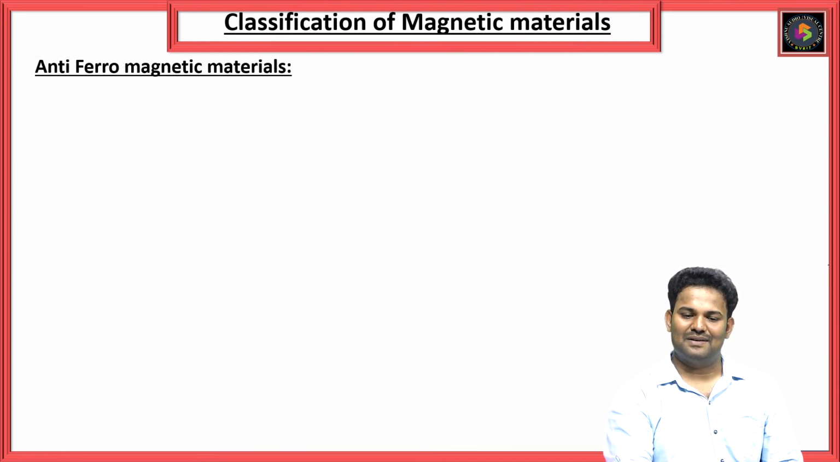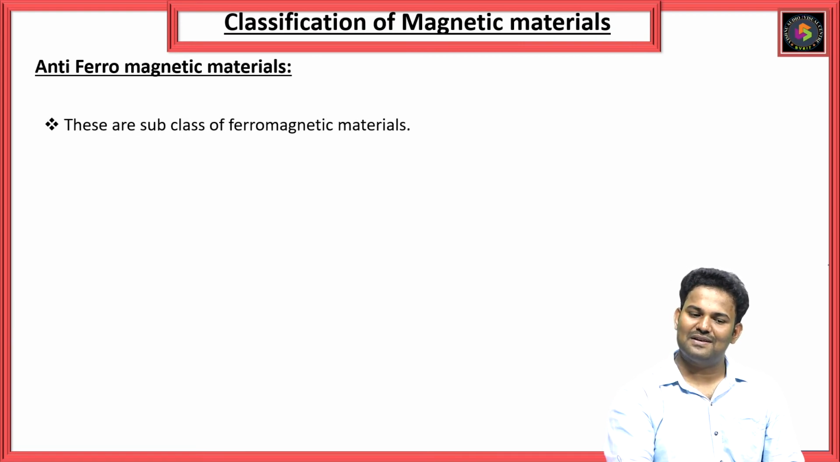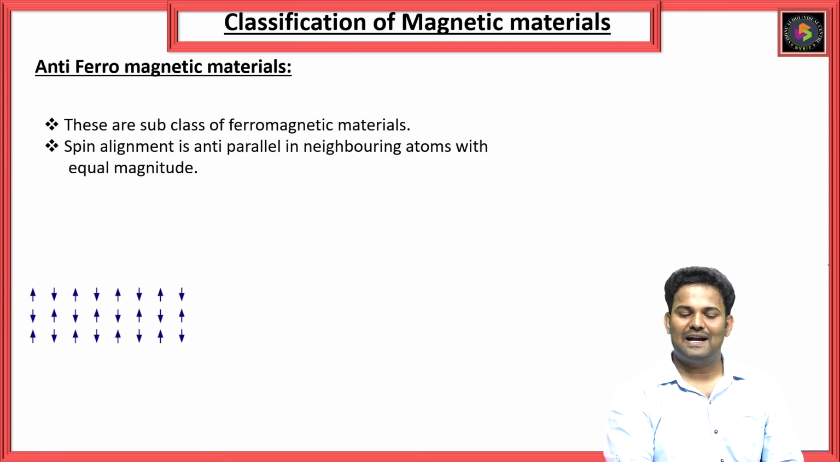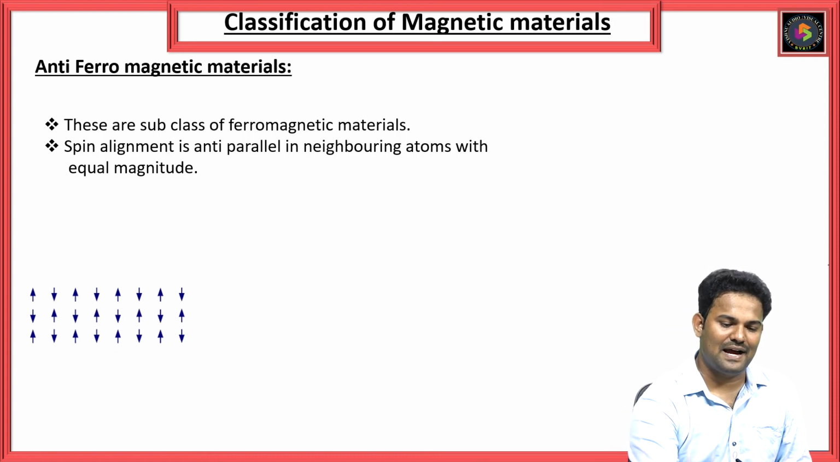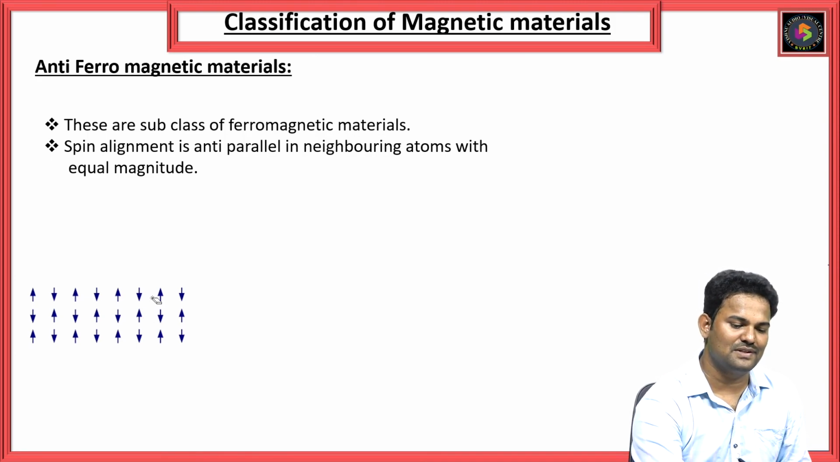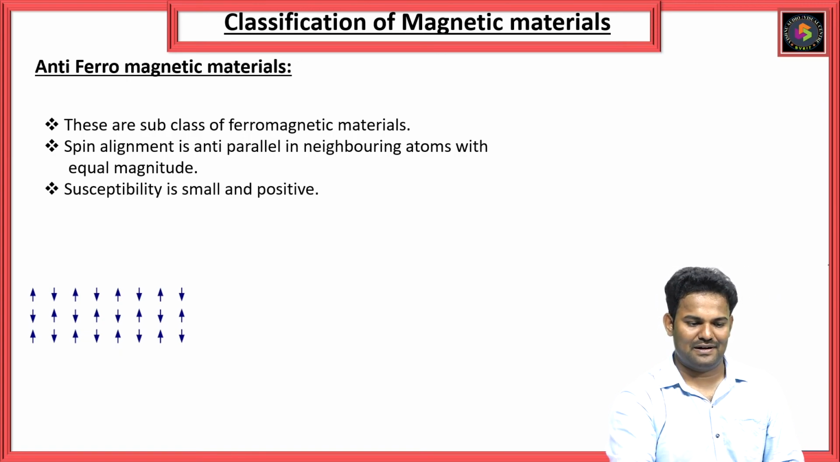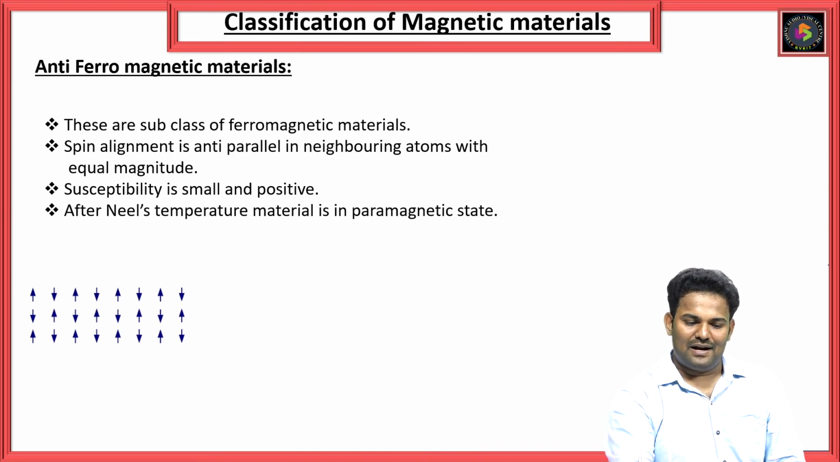Now anti-ferromagnetic materials. What are these? These are also a subclass of the ferromagnetic materials. The spin alignment is anti-parallel in neighboring atoms with equal magnitude. In the diagram, the anti-parallel spins are represented in neighboring atoms with equal magnitudes. This is the major difference between ferromagnetic and anti-ferromagnetic materials. The rest remains the same: susceptibility is a small but positive value. And after the Neel temperature, the material is in the paramagnetic state.